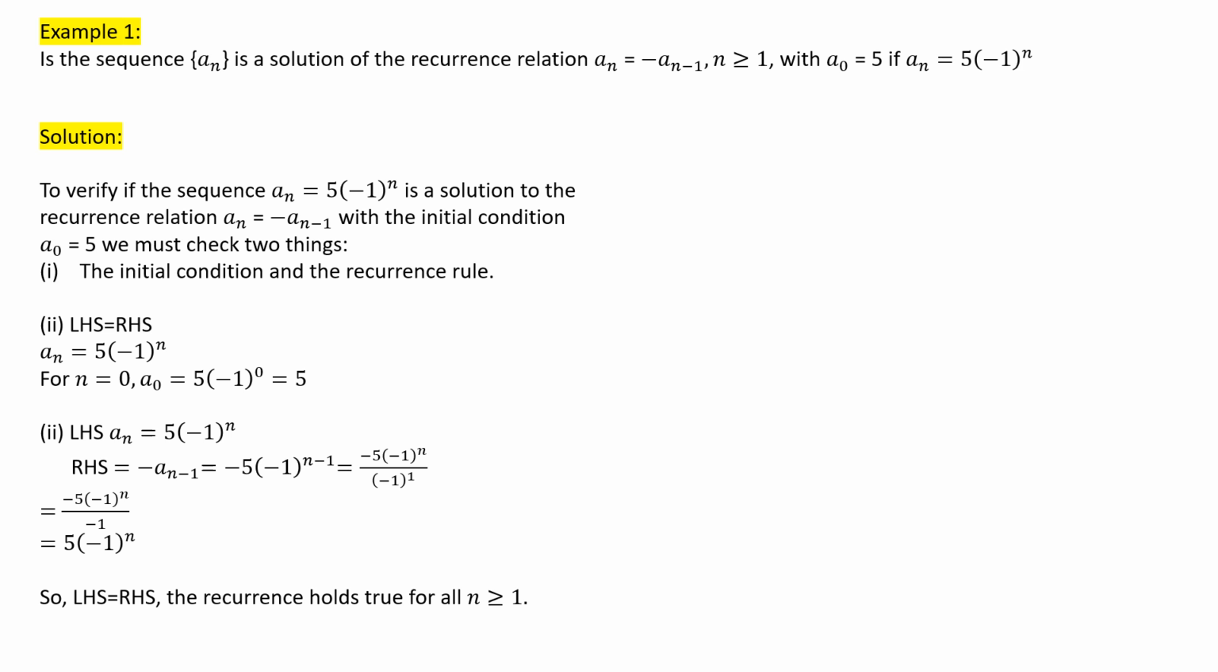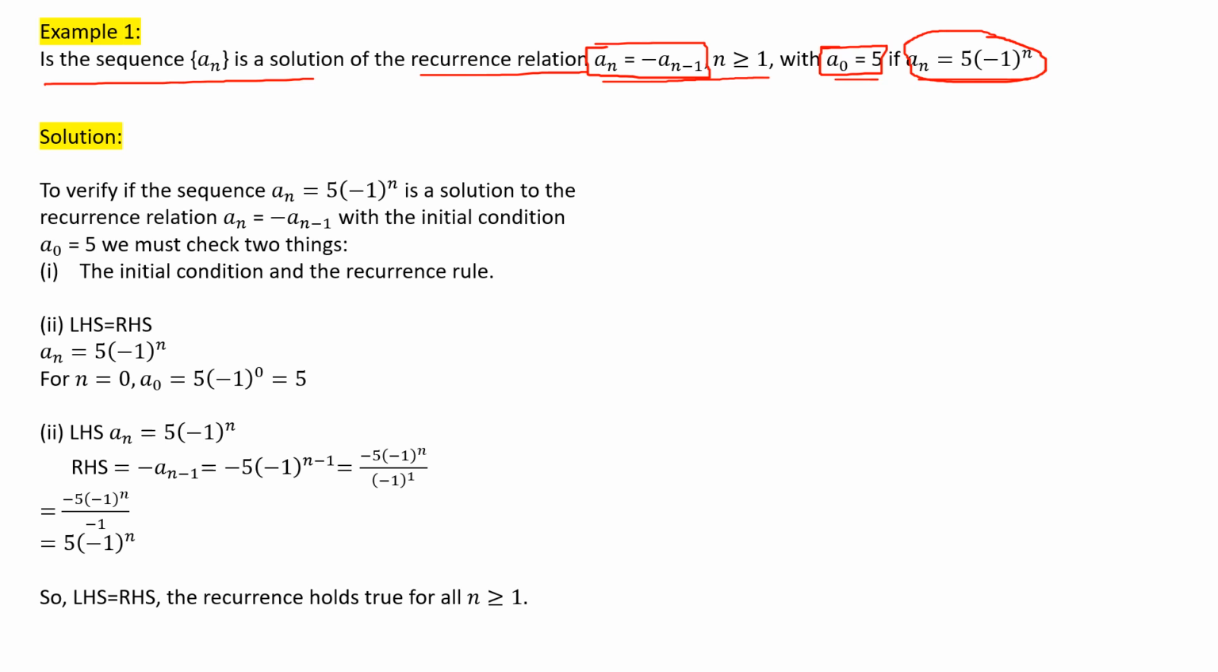Question number 1: is the sequence a_n = 5 times (-1)^n a solution of the recurrence relation a_n = -a_{n-1} for n greater than or equal to 1, with a_0 = 5? To verify if the sequence a_n = 5 times (-1)^n is a solution to the recurrence relation a_n = -a_{n-1} with the initial condition a_0 = 5, we need to check two things.